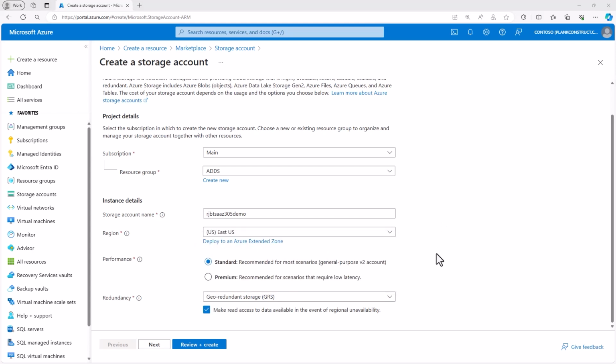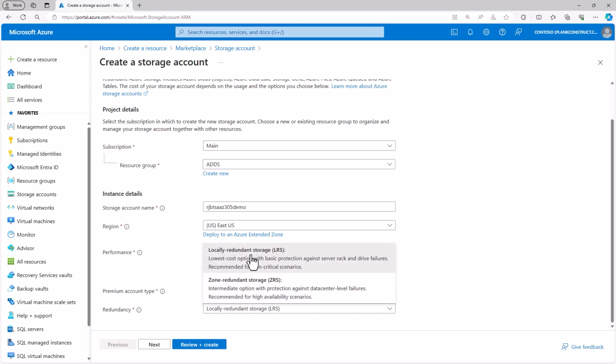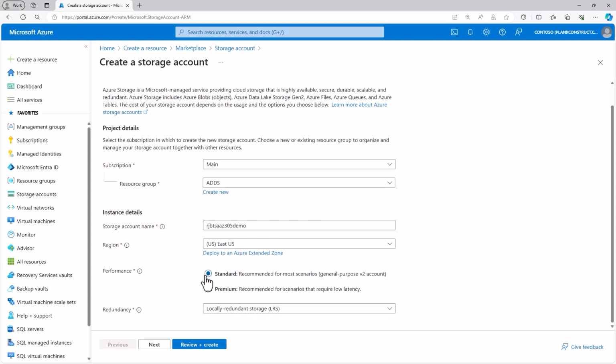For the vast majority of your storage requirements, a standard storage account from a performance level is going to give you the most flexibility. If you need some high throughput requirements, selecting a premium storage account will now allow access to much faster disks, but you're going to lose some of the geo-redundant capability. And you'll see that the redundancy now only becomes locally redundant or zone redundant. I no longer get the two geo-redundant storage capabilities. I'll switch back to standard.